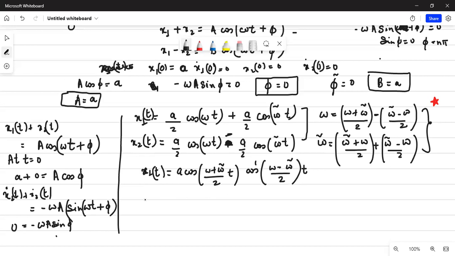Is that clear? And similarly, x2 as a function of time, I can write it as a sine of (c plus d) by 2 and then sine of (d minus c) by 2. Is that clear?